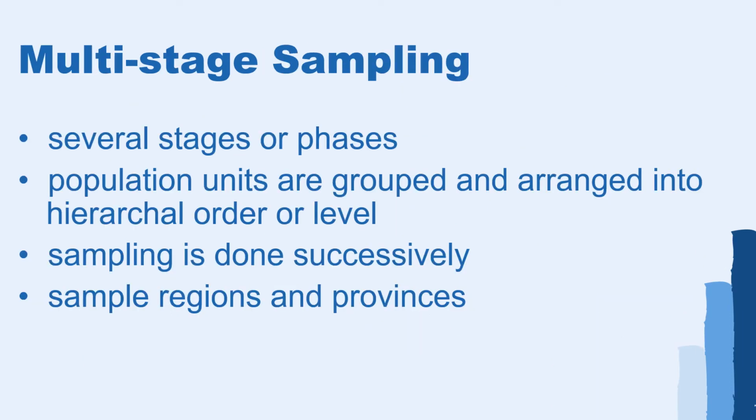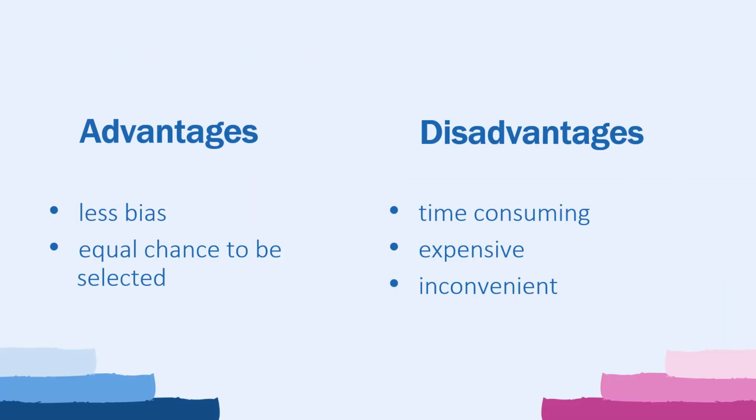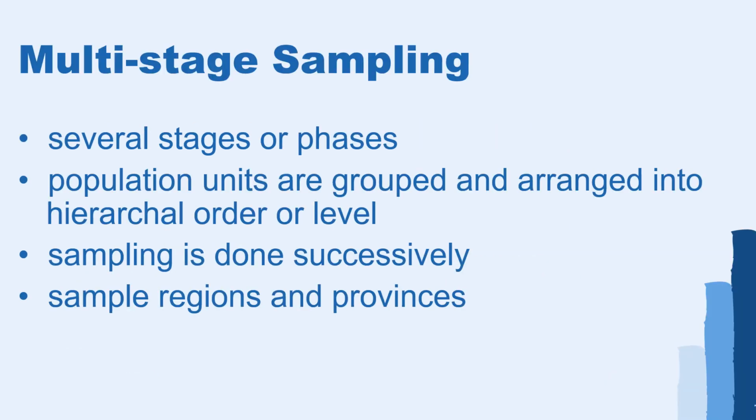Next, multi-stage. As the term implies, it has several stages. Okay, population units are grouped and arranged into hierarchical order or level, and sampling is done successively, and then sample regions and provinces are being taken. We usually use multi-stage sampling if we are talking about studies conducted at the national level. So again, when I talk about multi-stage, usually it's national level.